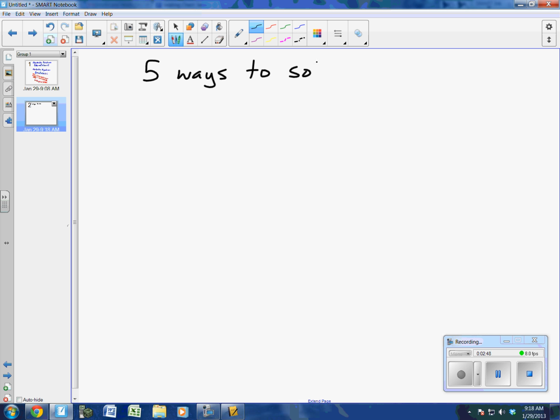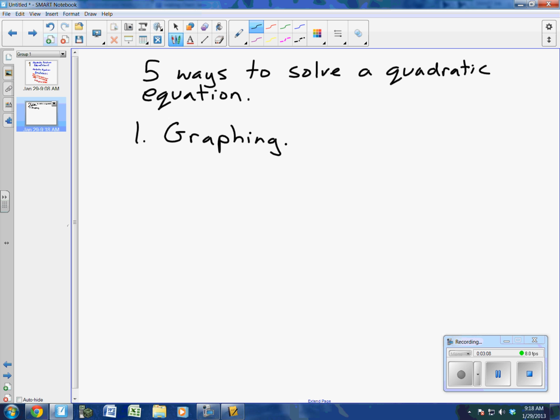Now, moving along right here, there are 5 ways to solve a quadratic equation. I want you to know all 5 ways. Number 1, by graphing. If I was going to solve one by graphing, I would graph it. And what would I be looking for? Where it crosses the x-axis, the zeros, right? The x-intercepts.